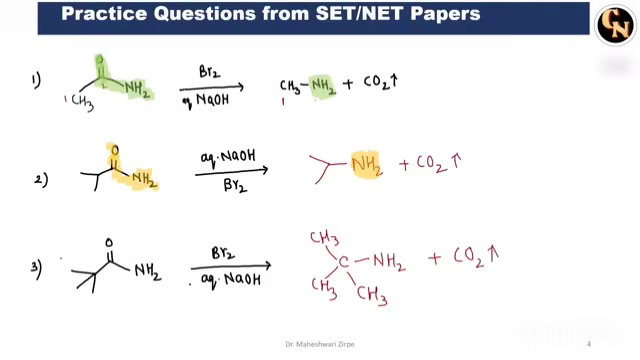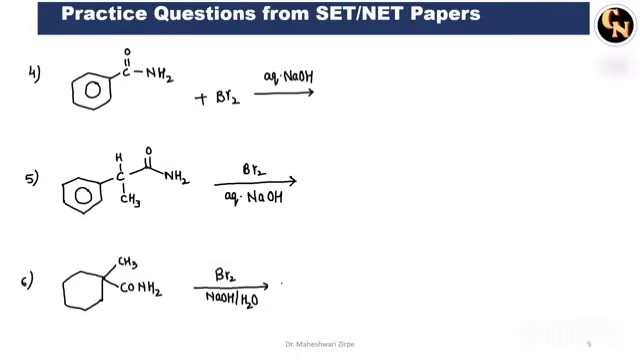Now let us go to the next one. The next reaction which was asked in the NET exam is a benzamide. Benzamide reacts with bromine and aqueous NaOH. Again, it is undergoing Hofmann rearrangement reaction. So simply you will get a benzene ring with an NH2 group. So it is aniline, the formation of aniline from benzamide. Similarly, you can see the next one. Now I think students you can write it down very easily. There is simply what?